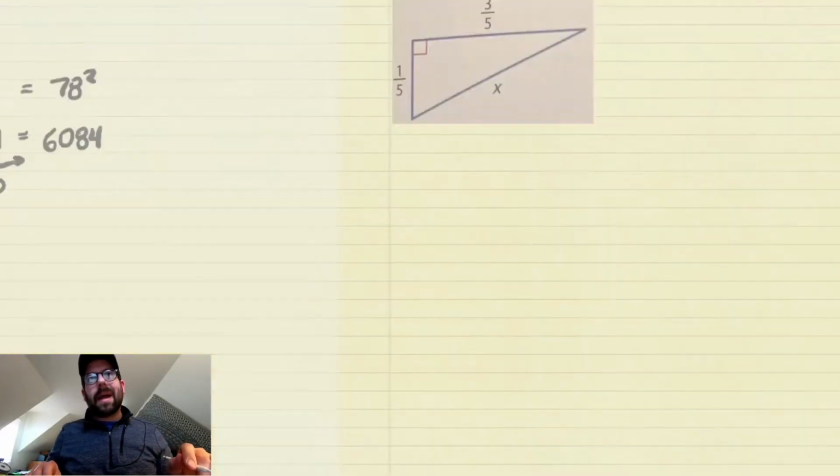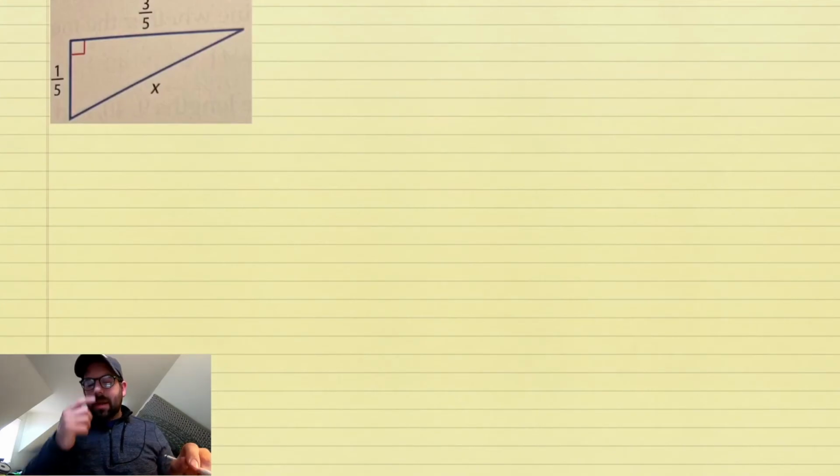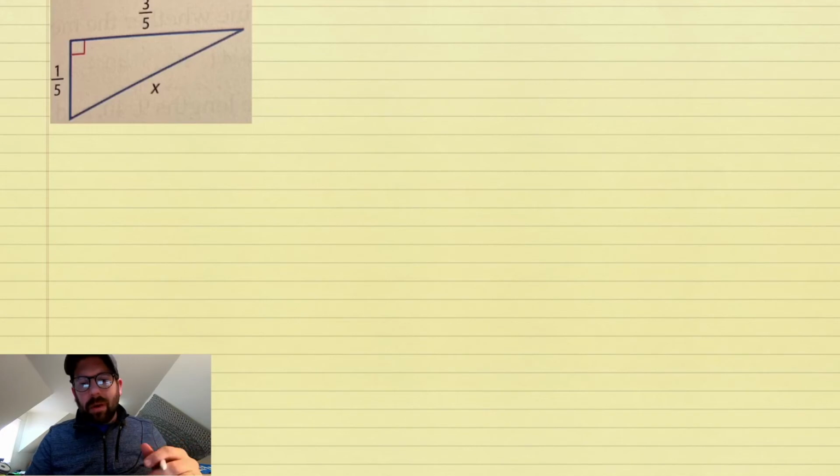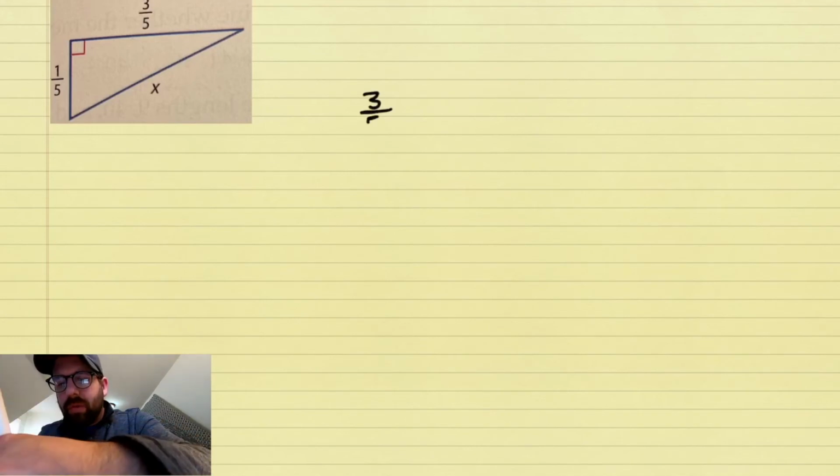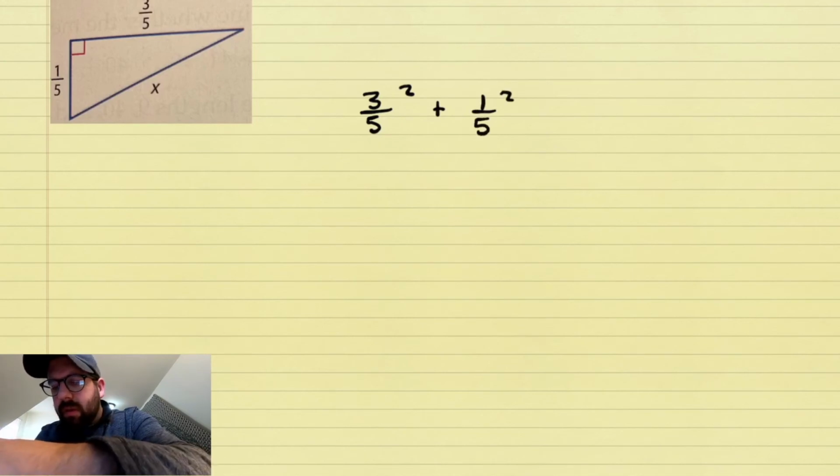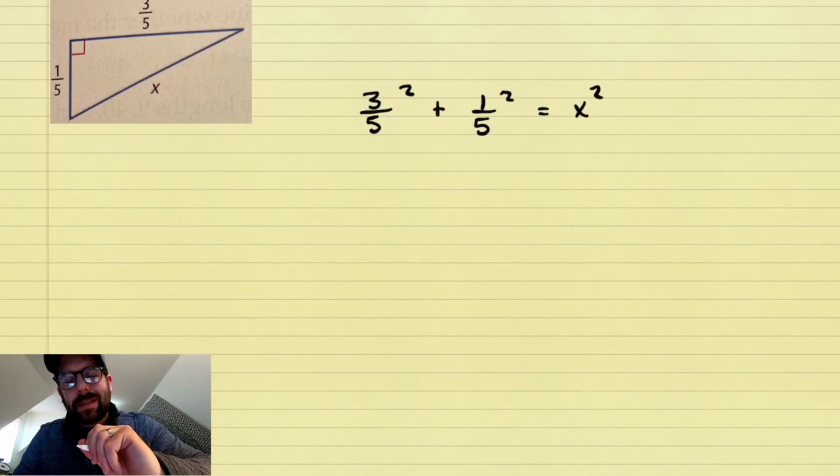All right, let's jump right back in here. Another one with fractions. So again, we just got to identify where a and b are. So a and b are the 3/5, square that, and the 1/5, square that. And the hypotenuse is x in this case.